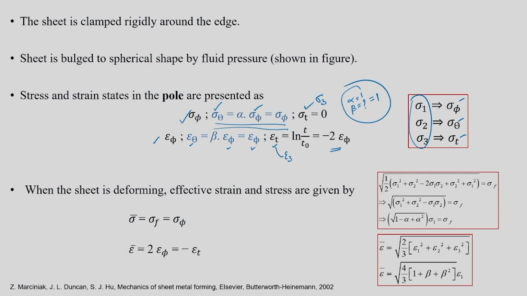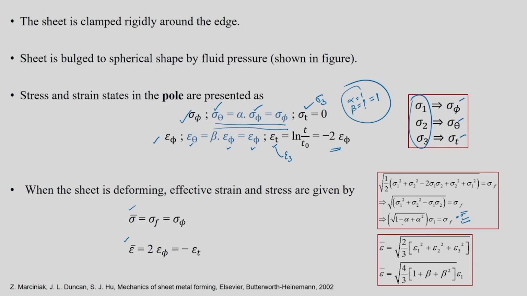Just to extend this point, we have the procedure of evaluating sigma bar and epsilon bar for any situation. We have seen that several times. In this case also we can get sigma bar and epsilon bar. So, we can use the von Mises effective stress equation, which we have derived before. I have written it here for your convenience: square root of 1 minus alpha plus alpha square into sigma 1 is equal to sigma f, which is also equal to sigma bar only.